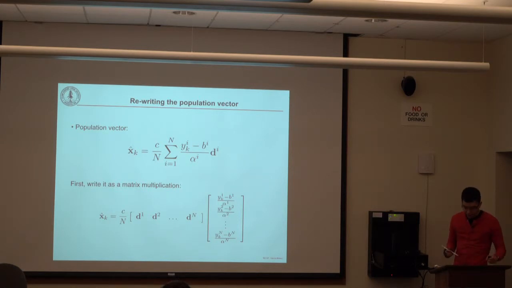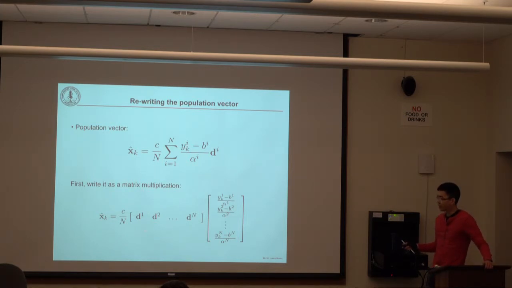And so all I've done is said xk here is equal to the product of this matrix and vector. So d1 times (y1 minus b1) over alpha 1 will give me this first term when i equals 1. And then d2 times (y2 minus b2) over alpha 2 will give me the second term here when i equals 2. And we'll sum them all together. Does that make sense to everyone?